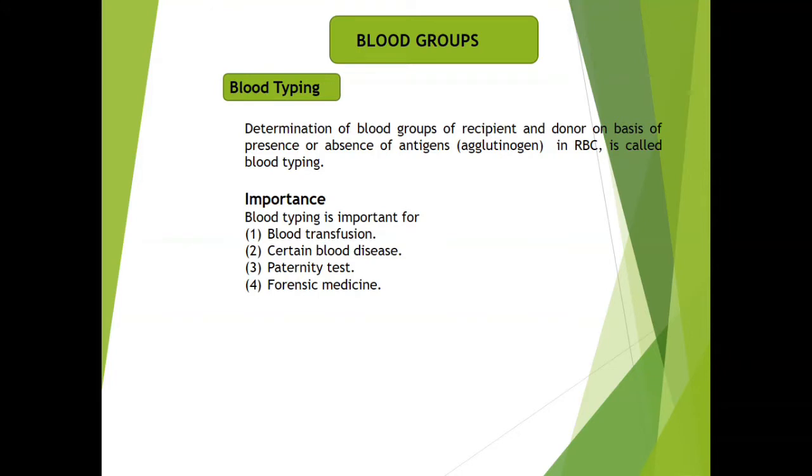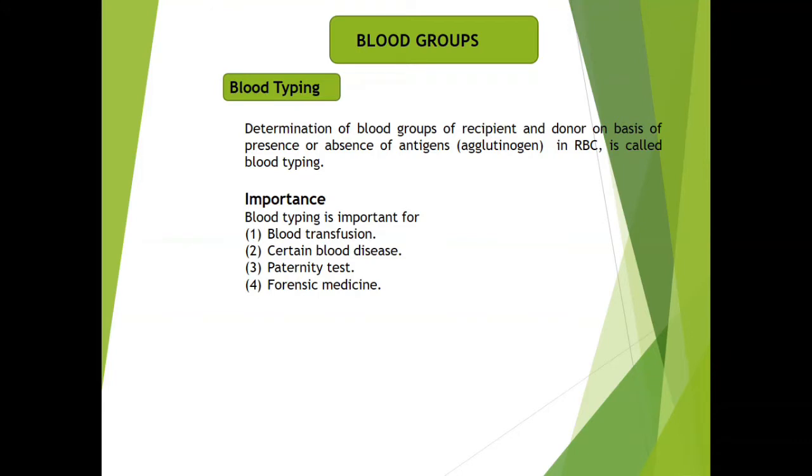So blood typing is the determination of blood groups of recipient and donor on the basis of presence or absence of antigens, that are agglutinogens, on the surface of RBC. That determines the blood type. It means the antigens present on the surface of RBC determine the blood typing.